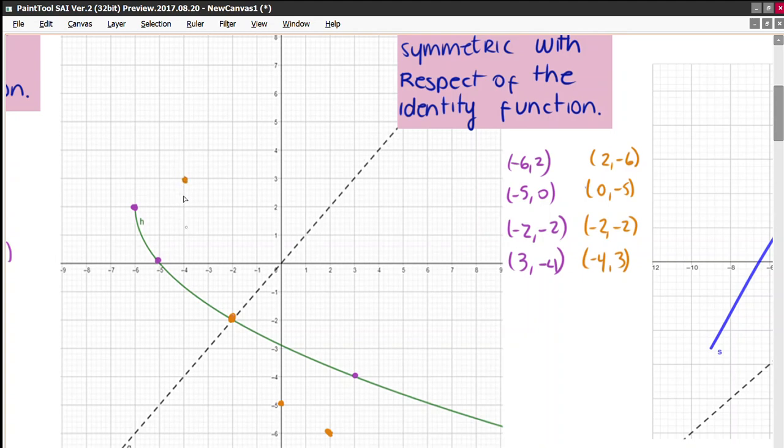Now that I have my points, I should ask myself, how do I start this graph? Always start your graphs by using the inverse point of a starting point. So in this case, the starting point is -6, 2. So start graphing the inverse from that inverse coordinate, 2, -6. If I start here, my graph is going to go like this and go all the way up. And as you can see, these two lines are symmetric with respect to the identity function.